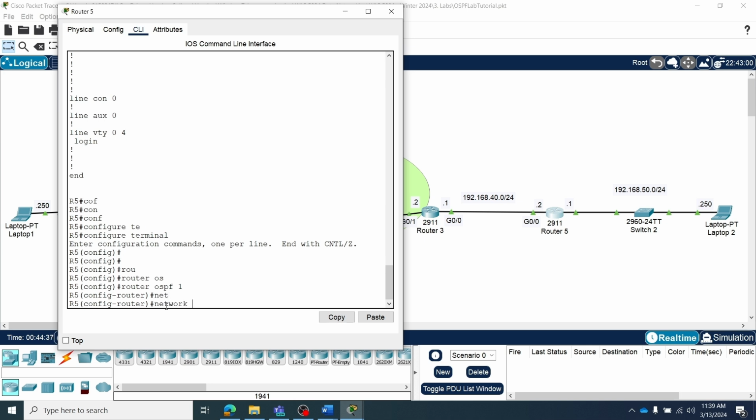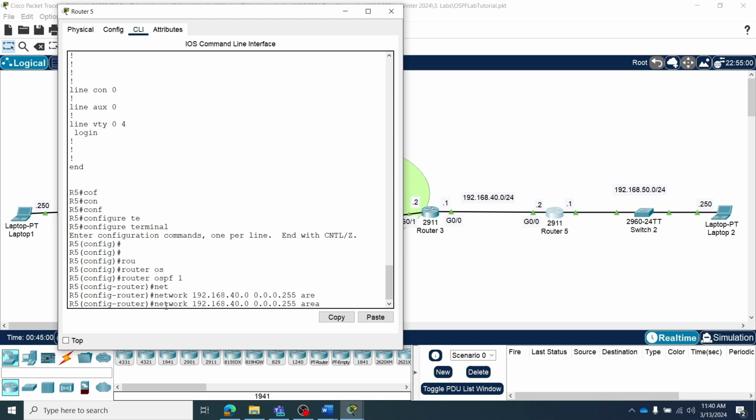So network 192.168.40.0, then wildcard mask 0.0.0.255. Then area is 0. Because all the routers we configured are in area 0, that means single area OSPF.